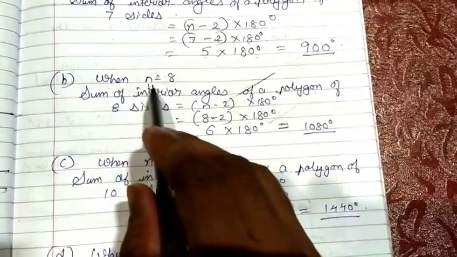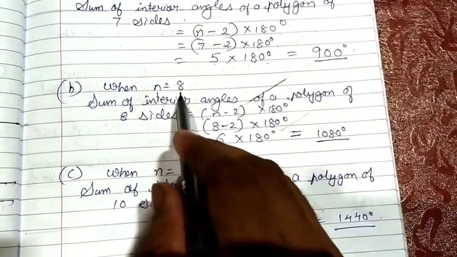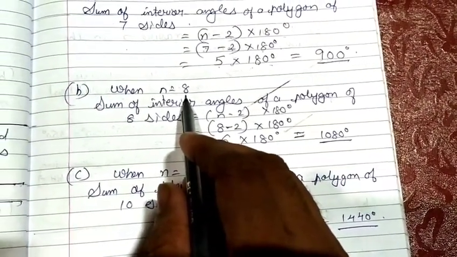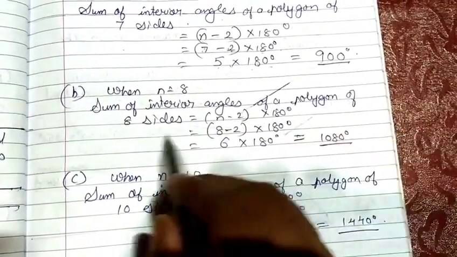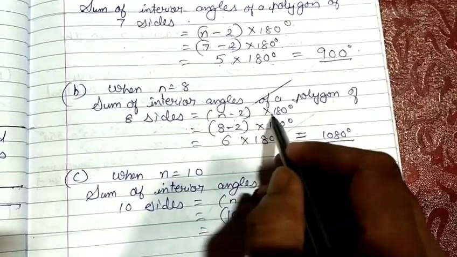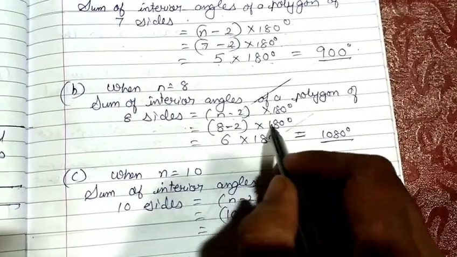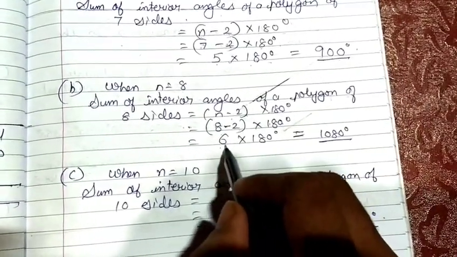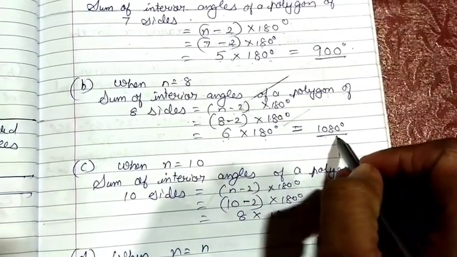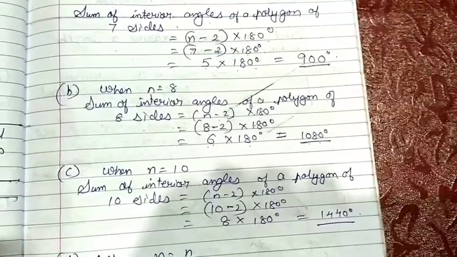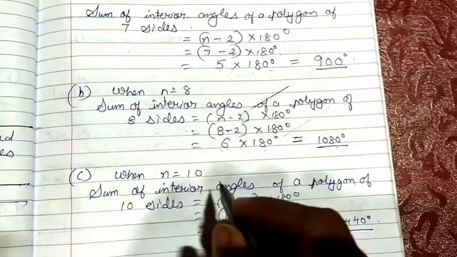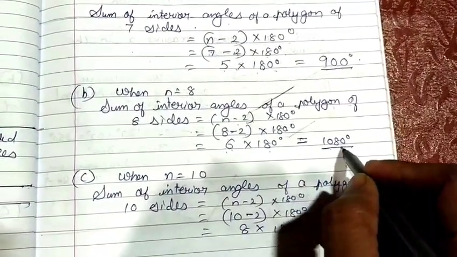Now, if the figure has 8 sides, an octagon, the sum of the interior angles of a polygon of 8 sides is n minus 2 into 180. n minus 2 means 8 minus 2 into 180. 8 minus 2 gives 6. 6 into 180 is 1080 degrees. So when you make a sum of all the angles of an octagon, you will get 1080.